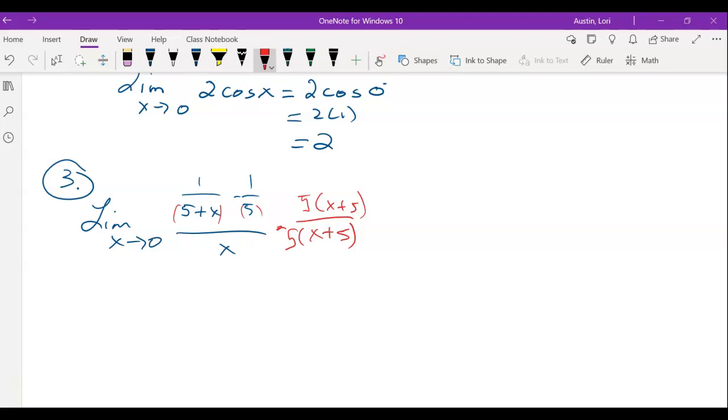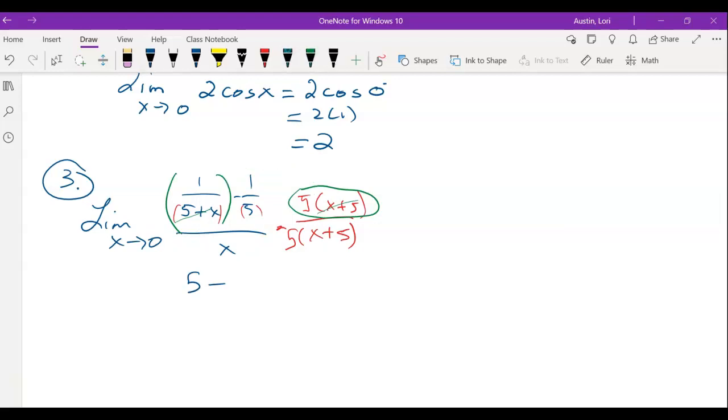And look what happens when you distribute in the numerator. When I take this and multiply it by that whole fraction, what's going to cancel away? The x plus 5s, right? And what am I left with? I'm left with 5 times 1. Okay?